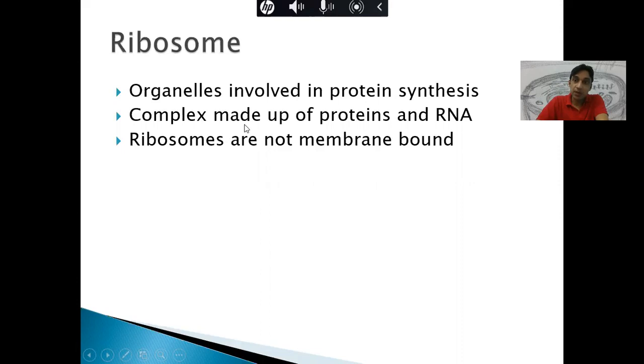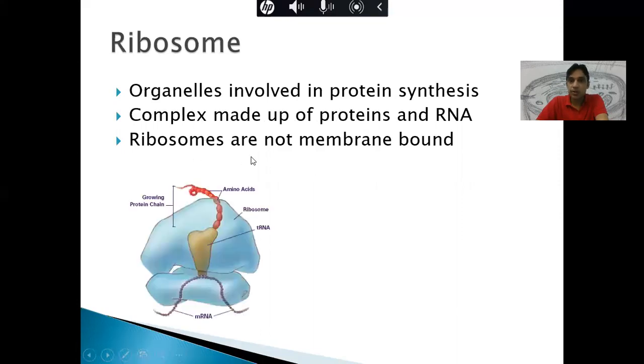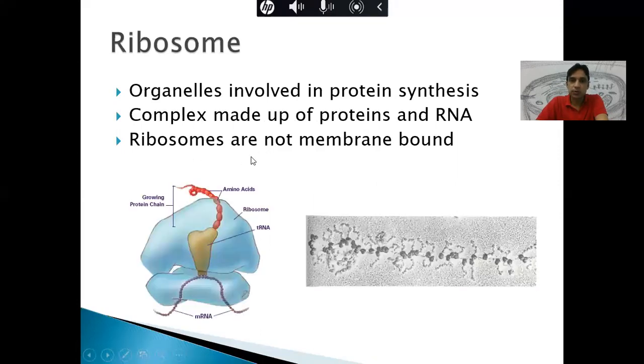They are complex. They are made up of proteins and RNA itself. Ribosomes are not membrane-bound structures, so that is why they are present both in the eukaryotic system and in the prokaryotic system. Typically, the ribosomes look like beads. These small dots are beads. They are present on the threads, which are called messenger RNA.